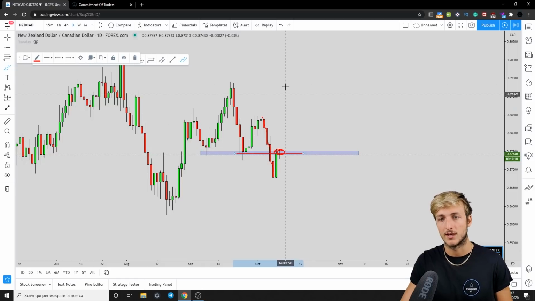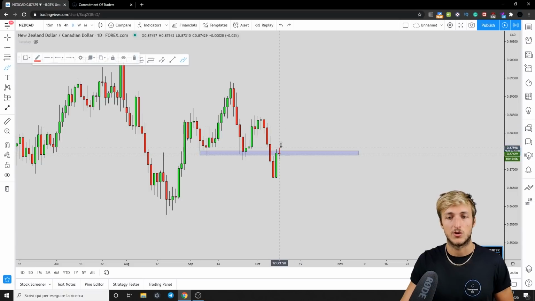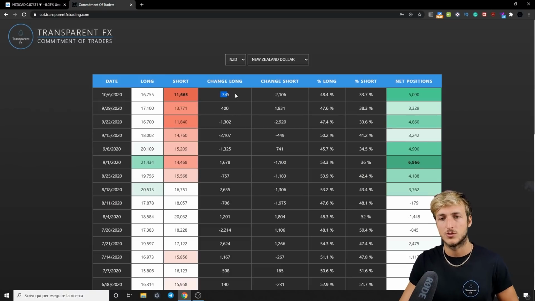You don't want to be longing at a daily resistance area. However, this area could break to the upside. And if it will, as I will now show you, we have a very good opportunity. But anyway, let's continue our analysis.